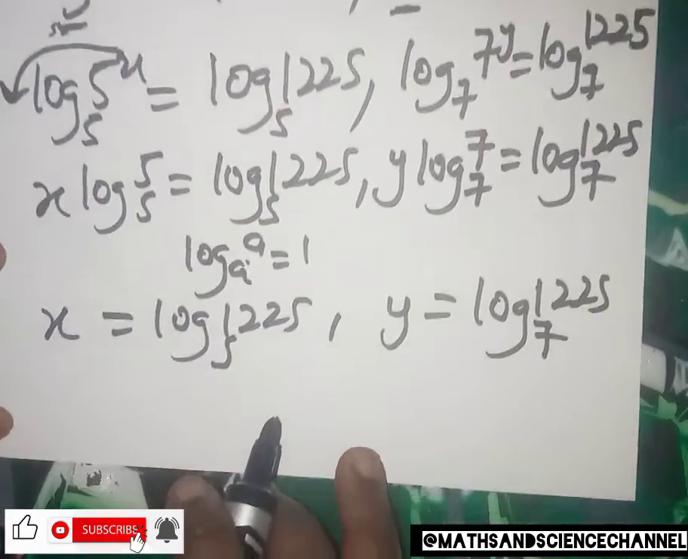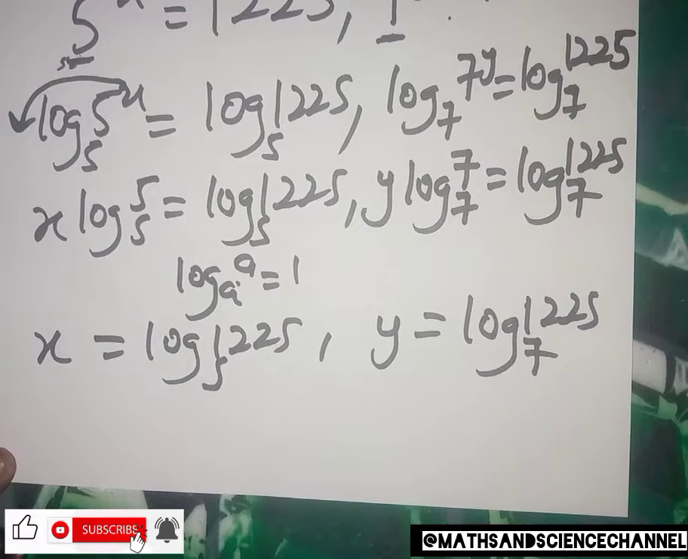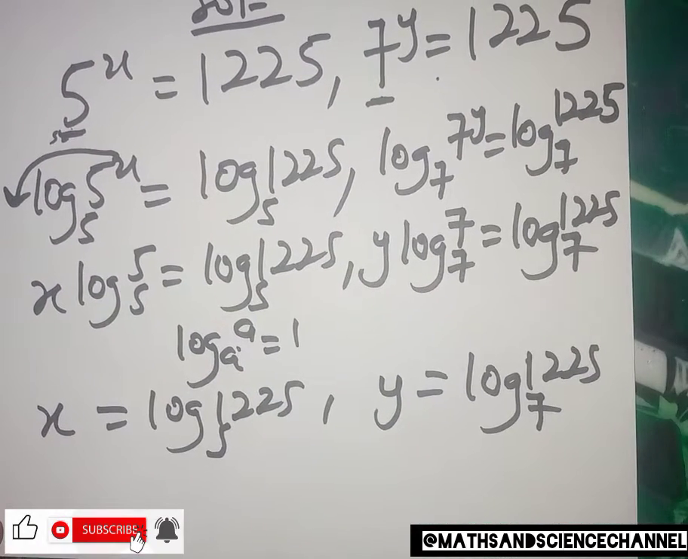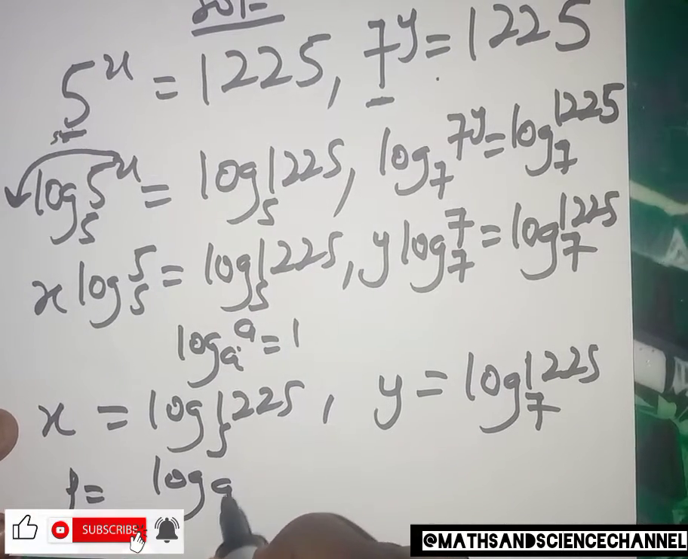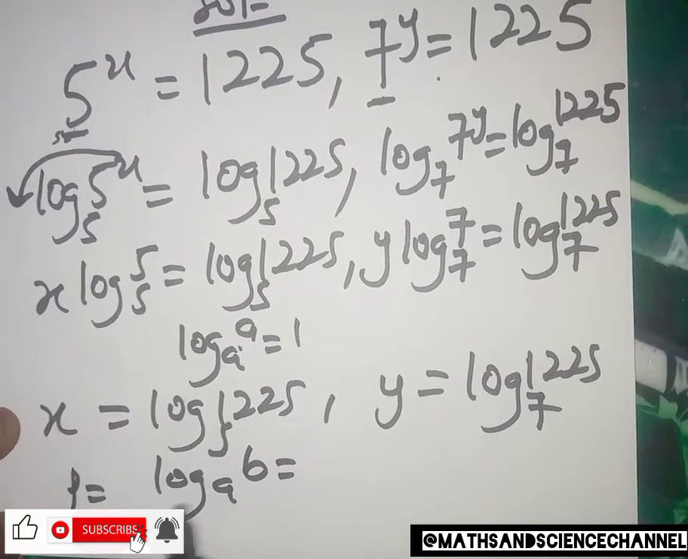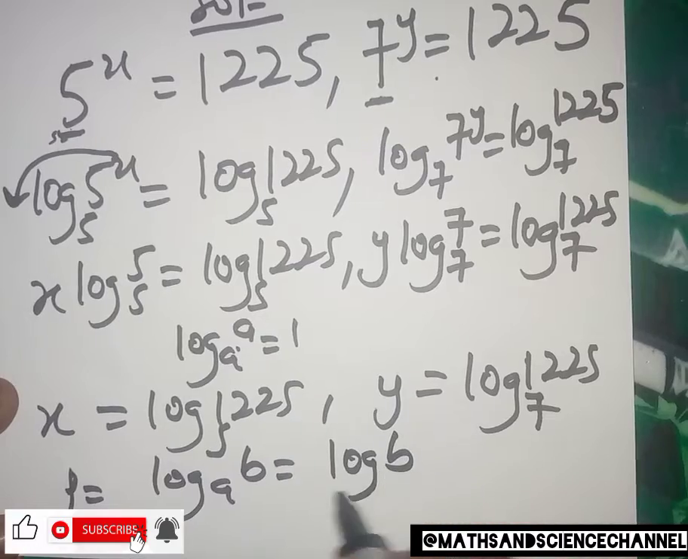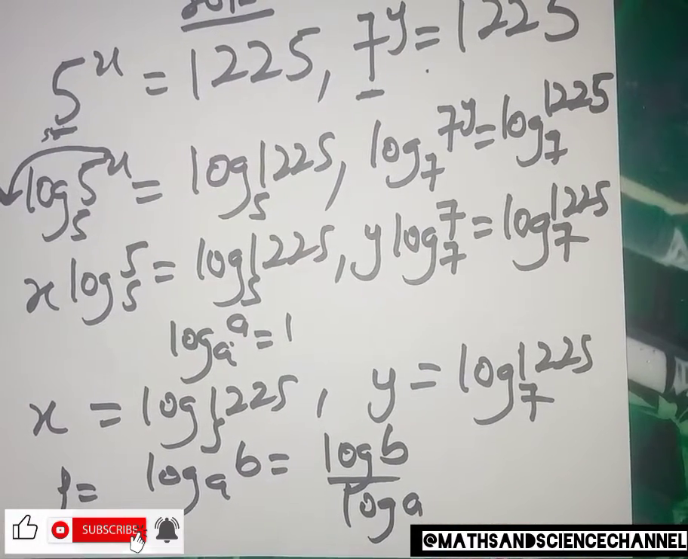Now what do we do next? If you look at the bases of both x and y, you realize that they have different bases. So what we have to do now is apply the change of base using the logarithm properties. The property says that if you have log base a of b, to change the base you just have log b divided by log a. So we are going to apply this to x and y also.